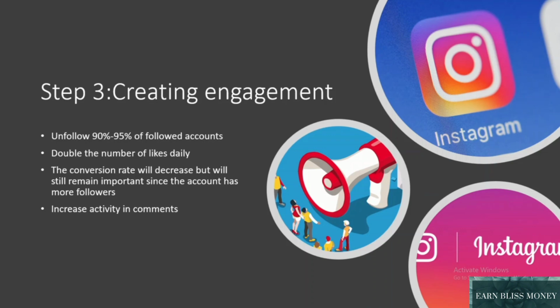Finally, last thing is creating engagement. So right now that you have something like 5, 6, 7,000 people, what you want to do is really have a good ratio of followers to following. So you always want to have more followers than following. So this is really important. At first, it's not that important because once again, you're creating your account. It's not really important at first when you're creating your account.